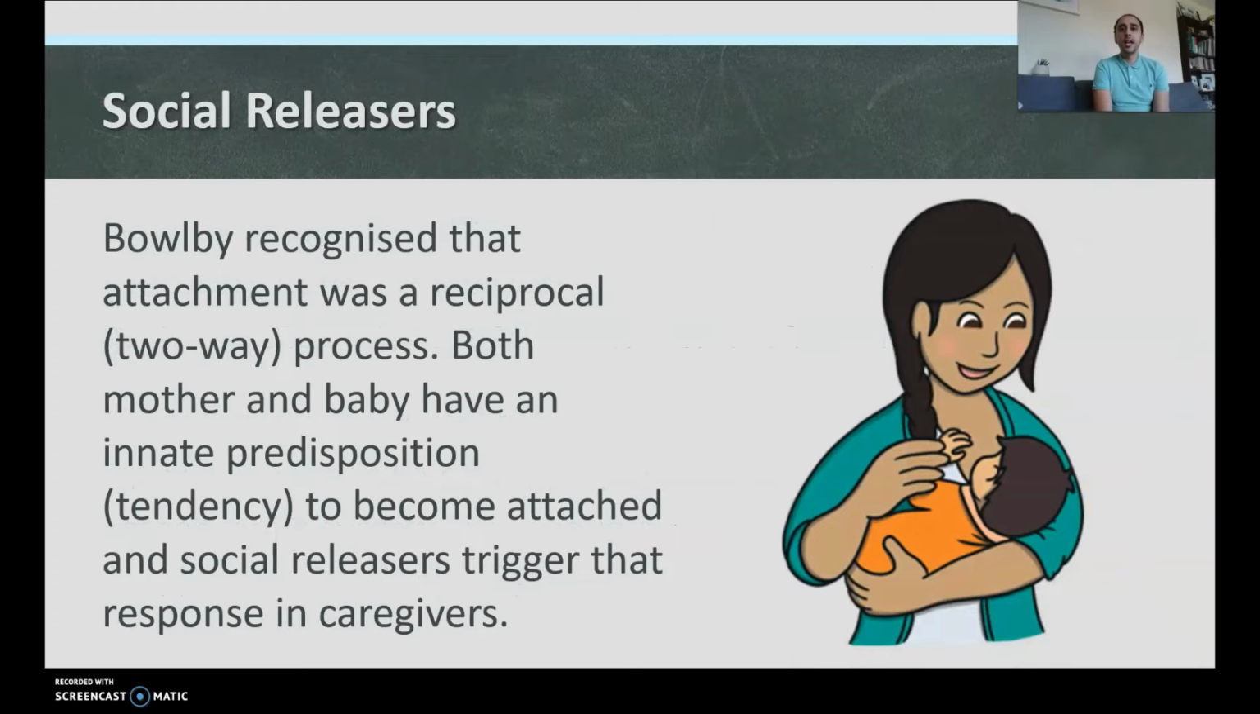Bowlby recognised that attachment was a reciprocal two-way process, reciprocity. Both mother and baby have an innate predisposition or a tendency to become attached, and social releasers trigger that response in carers. So adults, parents also have this tendency, this innate predisposition to love and take care and nurture our babies. Someone might argue women more so than men.